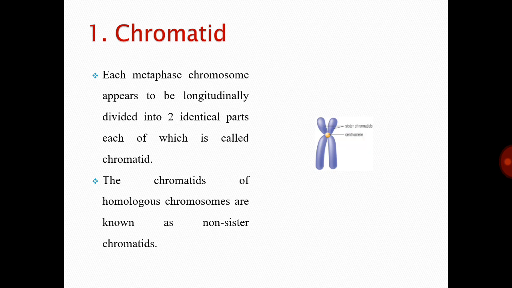Now the parts of the chromosome, first the chromatid. The two longitudinal strands of the chromosome are joined together by a single centromere, so the chromosome has two arms. We call these homologous chromosomes. On one side we have sister chromatids, and on the other side non-sister chromatids. The shorter arm is called p and the longer arm is called q.